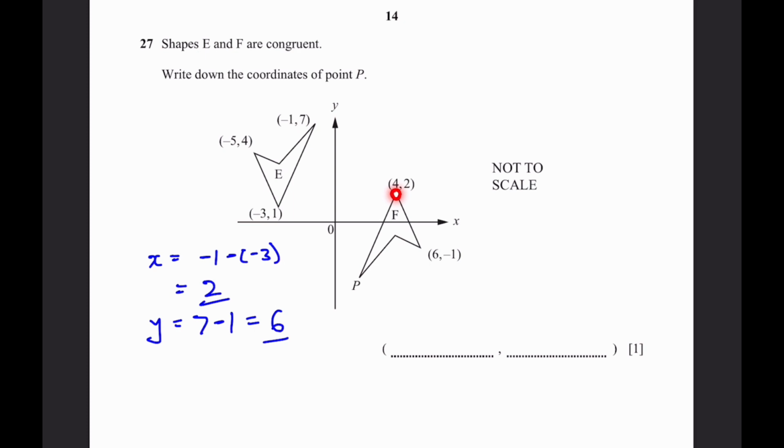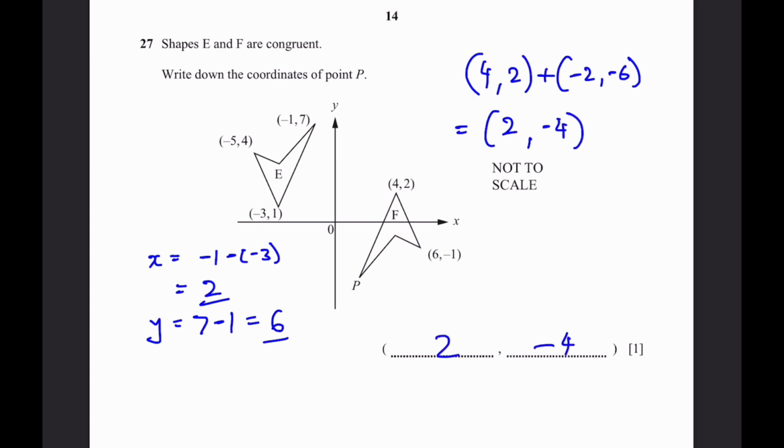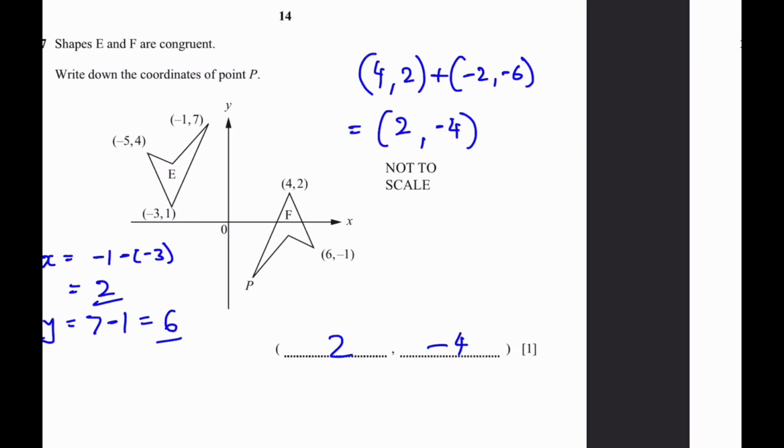So instead of 2, you go minus 2 for the x, and then instead of 6, we go minus 6 for the y. So it'll be 4, 2 plus minus 2, minus 6, which is equal to 2 in the x and negative 4 in the y. So that's the answer.